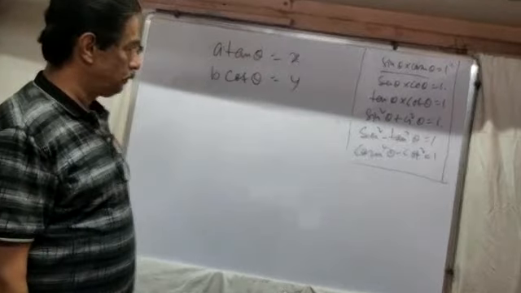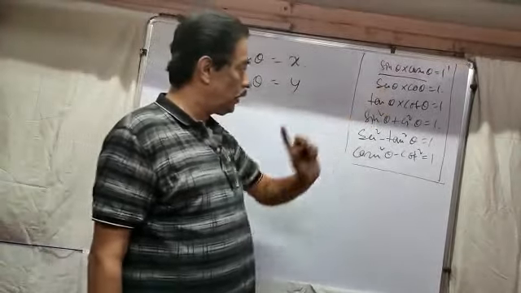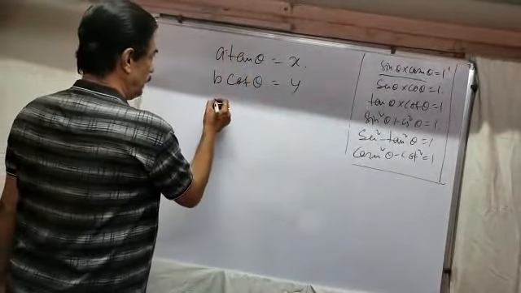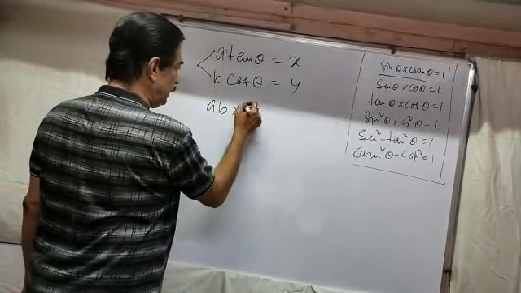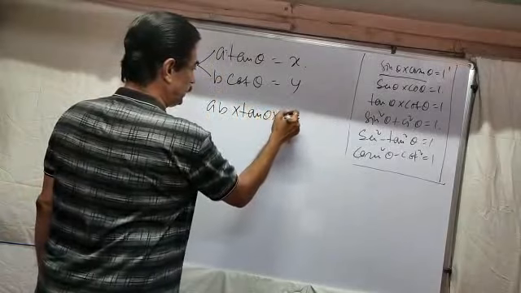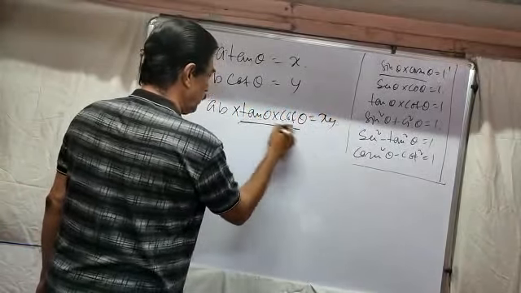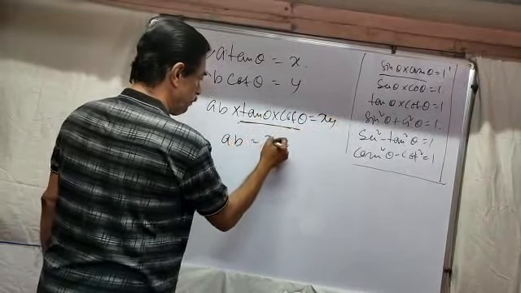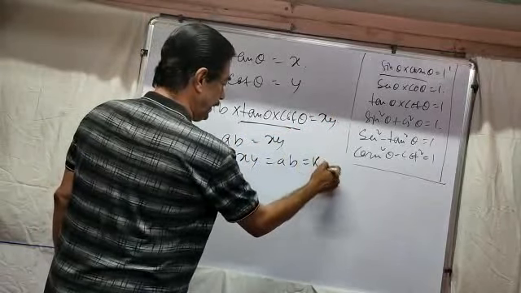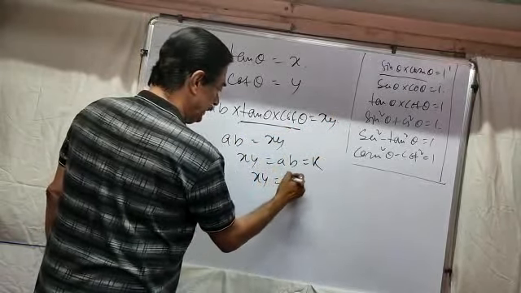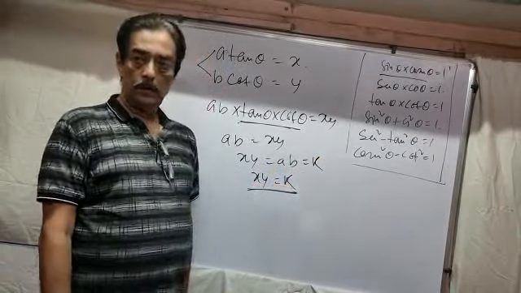Which type of curve do these two equations represent? When we see tan and cot, we know tan theta into cot theta equals 1. So we can directly multiply a into b into tan theta into cot theta, and that equals xy. Tan theta into cot theta equals 1, so AB equals xy. A and B are constants, so that equals k. So xy equals a constant, and this also represents a rectangular hyperbolic curve.